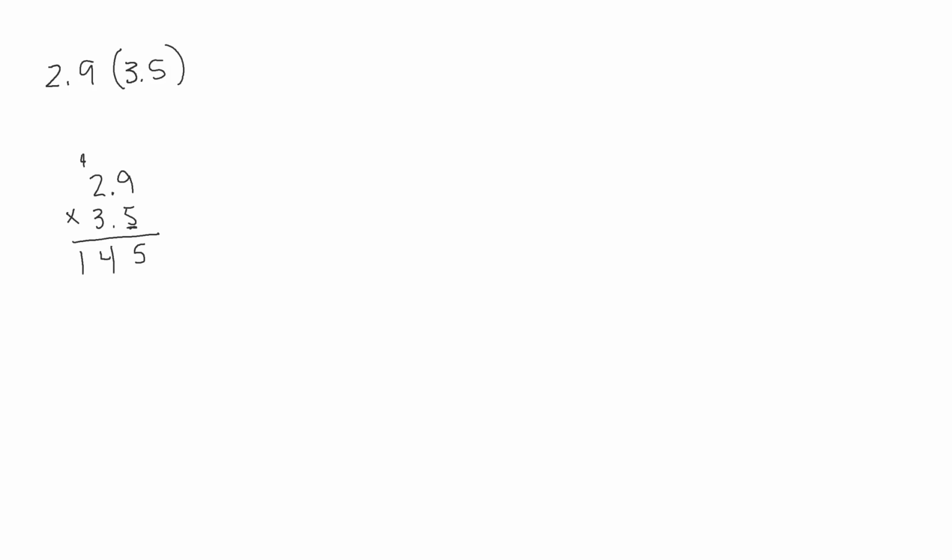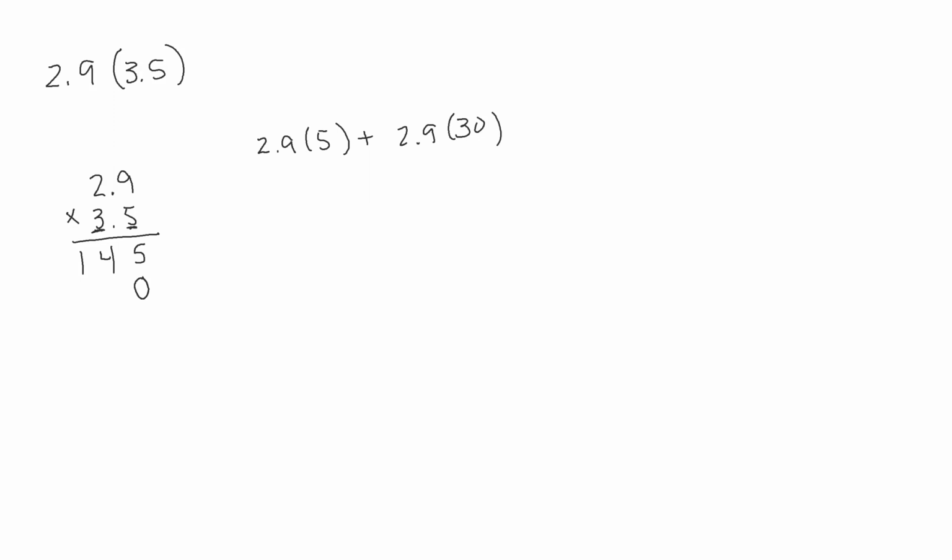That is my first partial product. So it's kind of like we're taking 2.9 and multiplying it by 5, and then we're going to add it to 2.9 multiplied by 30. So again, we're going to pretend now we're multiplying by 30. So we put the 0 in the 30 here, and then I go ahead and multiply by 3.